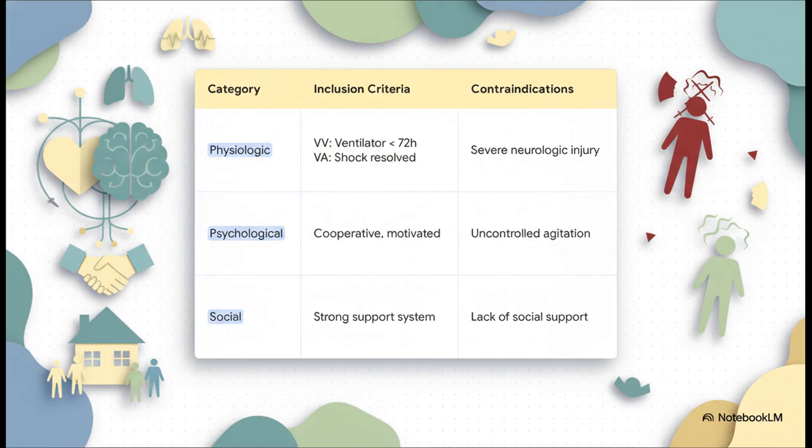For VV ECMO, for example, we're looking for patients who haven't been on the ventilator for too long. For VA, the shock has to be resolving, and we look for a pulse pressure greater than 10 millimeters of mercury, which is a good sign that their native heart function is starting to return. But just as important, maybe even more so, are the psychological and social factors. The ideal candidate is someone who is cooperative, motivated, and has a strong support system. Severe delirium or agitation, those are absolute contraindications.